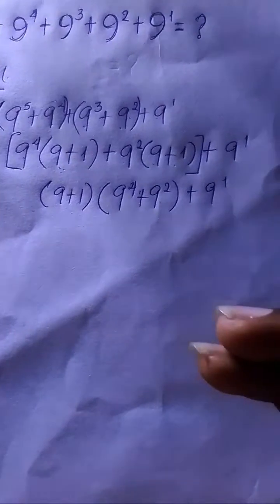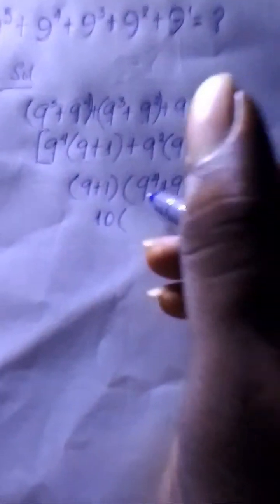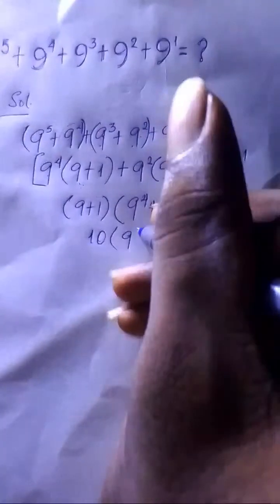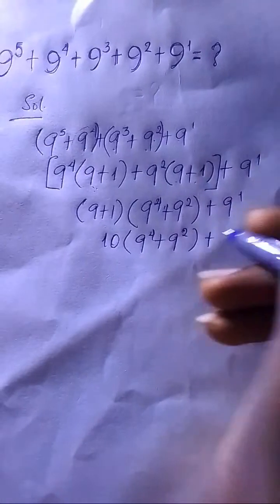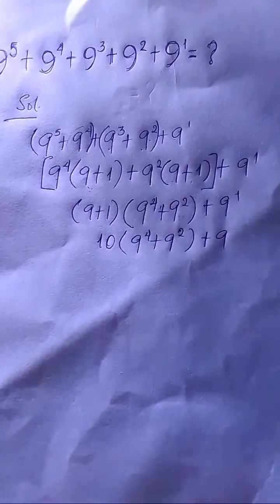Good. So from here, what can we see? We can see 9 plus 1 gives us 10. 10 multiplied by 9 raised to the power of 4 plus 9 raised to the power of 2, right? Plus 9 raised to the power of 1 gives us 9. So that's settled. So from here, what's the next thing to do?